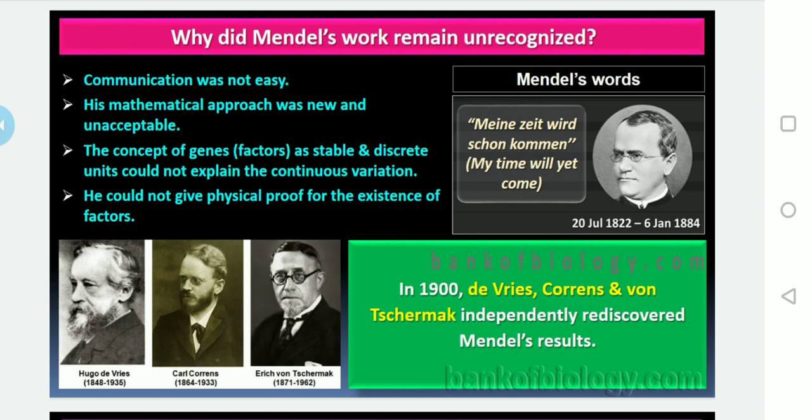Then the scientific world recognized the significance of the outstanding contribution of Mendel's principles of inheritance to understanding the mechanism of inheritance. So the scientific world has honored him as a scientist and recognized him as the father of genetics. Okay, so these are the reasons why Mendel's work on principles of inheritance remained unrecognized until 1900.